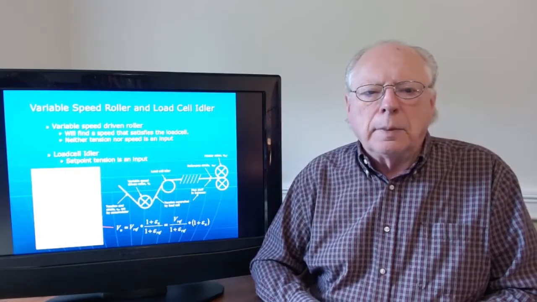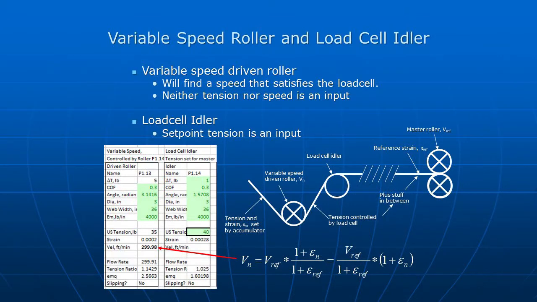Now, in this particular model then, the driven roller downstream of the accumulator was a variable speed roller. It was controlled by a load cell that was located downstream of it, and so the reference tension is actually set at this load cell, and the speed of the variable speed driven roller was found so that it would maintain that tension at that load cell. And so again, it's a manipulation of the strain transport formula to find the velocity if you know what tension you need to have.